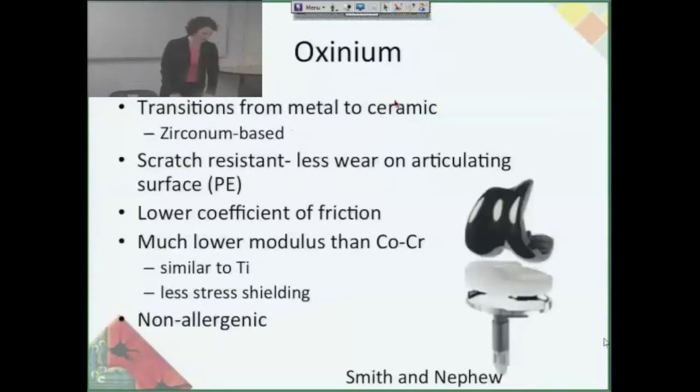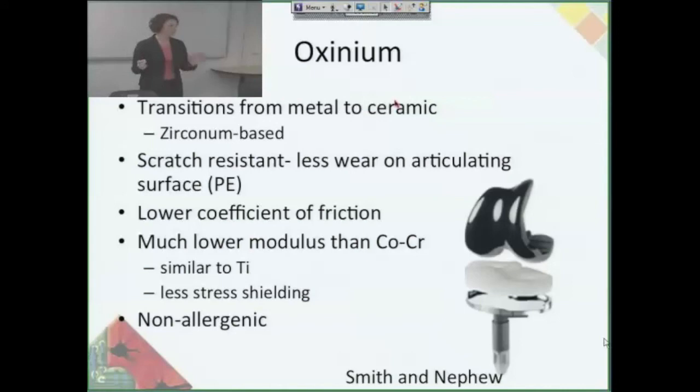Okay, finally, there's a new material out by Smith and Nephew called Oxinium, or it's a new system, I guess, where it's a smooth transition from a ceramic on the surface of a femoral head to the metal in the stem that goes into the bone.